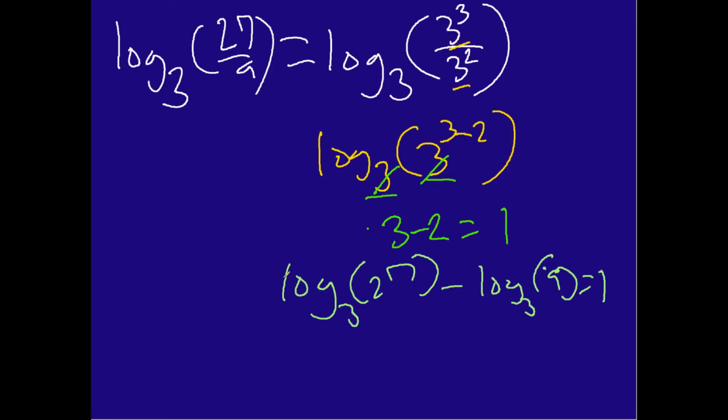And that's the same thing as what we have up here. Because log base 3 of 27 gives us our answer of 3, and log base 3 of 9 gives us our answer of 2. I'm sorry, 3 minus 2 is 1. So that's what's happening in this example. You can see that it works out clearly. Let's go ahead and do the next one.